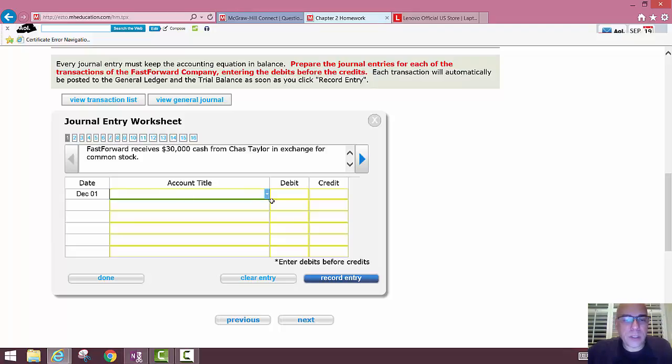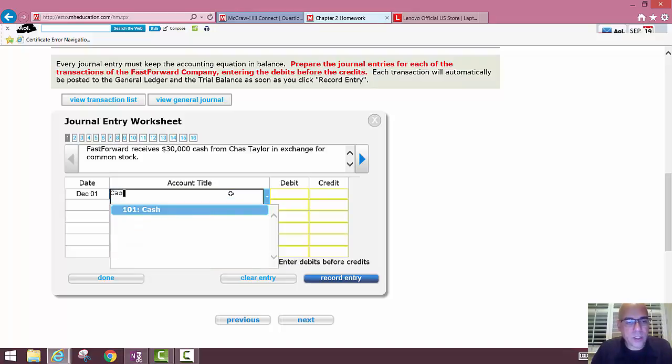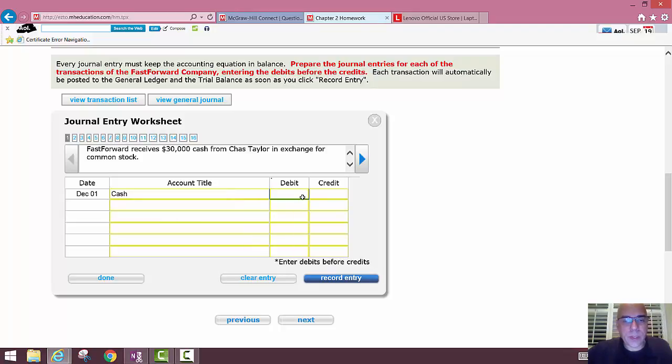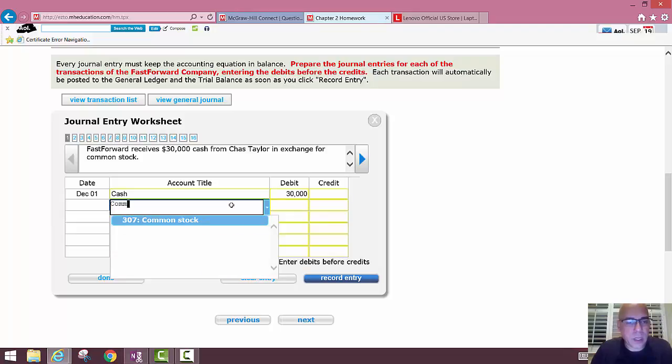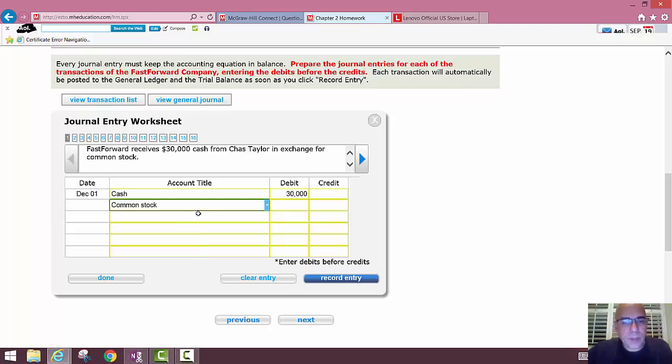Okay, I'm assuming you paused and had a chance to try that on your own. Since it's cash that we are dealing with here, we're going to enter the cash. We're going to receive cash of $30,000 in this transaction. Cash is an asset. To increase it, we debit it. The credit is going to be to, and hopefully you got this, common stock, a credit of $30,000, because we're issuing stock. That's stockholders' equity. To increase stockholders' equity, we credit it.